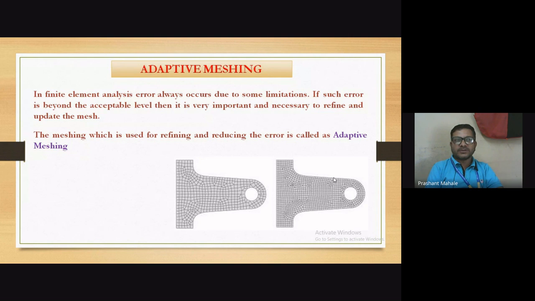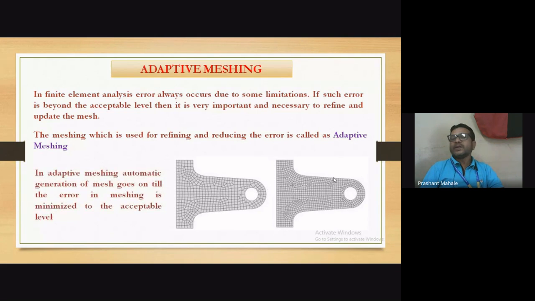So all four methods that we see can be called adaptive meshing because all are going to reduce the error. So that is achieved in adaptive meshing. Automatic generation of mesh goes on till the error in meshing is minimized to an acceptable level. So regenerating the mesh again, making it finer. I am showing the diagram here. Here the coarse mesh is shown, and here the fine mesh is shown. Can you see the density of mesh here is less, whereas here it is very dense, or the density is higher.